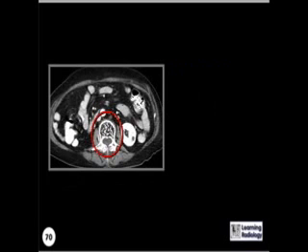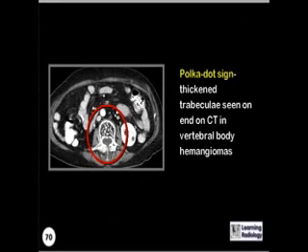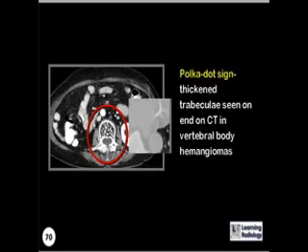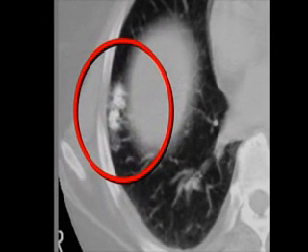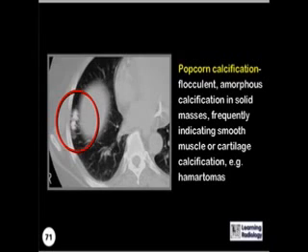What sign is this? This is the polka dot sign, which are the thickened trabeculae seen on end on CT in vertebral body hemangiomas. What appearance is depicted here? This is popcorn calcification, flocculent amorphous calcification in solid masses, frequently indicating calcification of smooth muscle or cartilage, for example, in a hamartoma, as in this case.